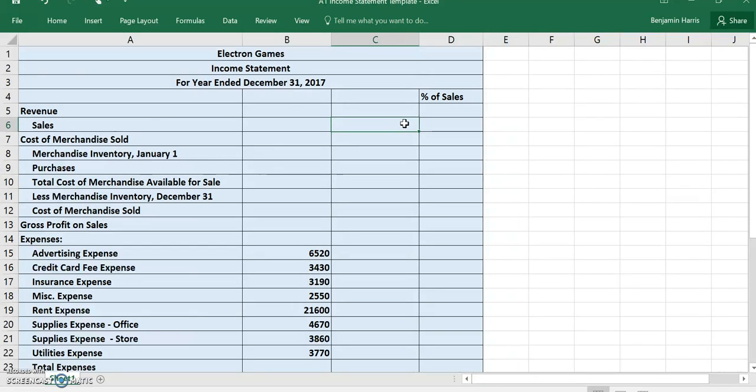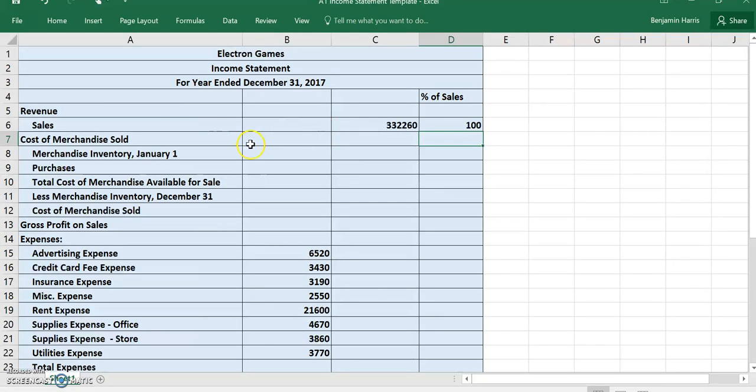The first thing we're going to put in is the sales amount, and the sales amount is obviously 100% of sales. This amount comes straight from the worksheet that's provided, and it's the sales amount. That's our revenue stream. That's the amount of money we made from selling items at retail price.